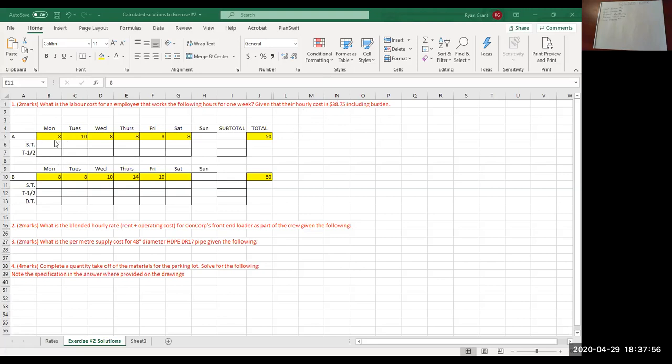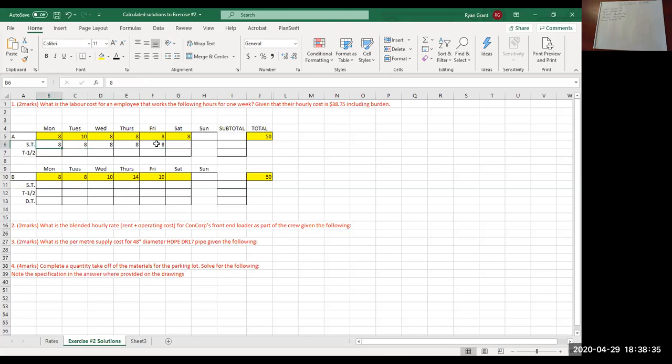So looking at person A, these were their hours, so total of 50. So 8 hours on every day, except for Tuesday had 10 and Saturday had 8 as well. So what I like to do is use a spreadsheet in questions like this, or you can set up a pencil spreadsheet with pen and paper. So I bring down all of the 8 hours. So up to 8 hours is straight time. So ST stands for straight time.